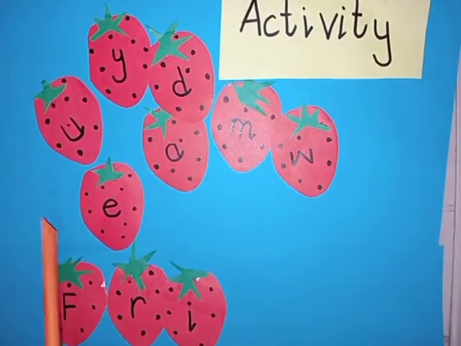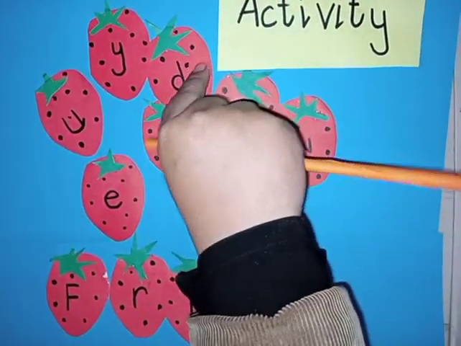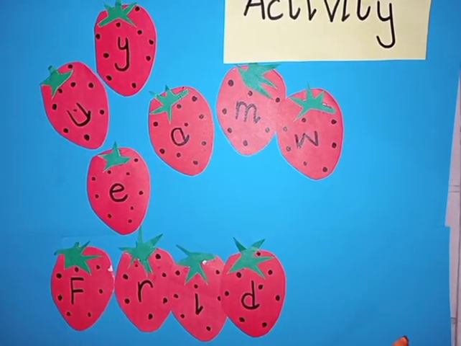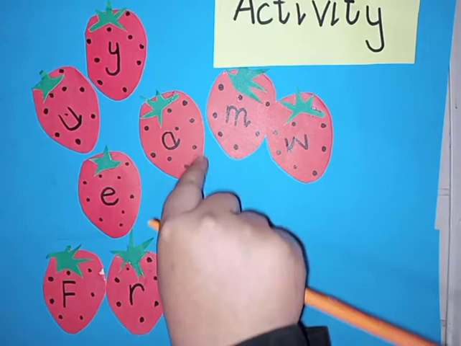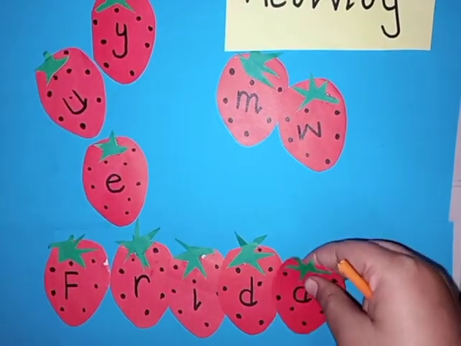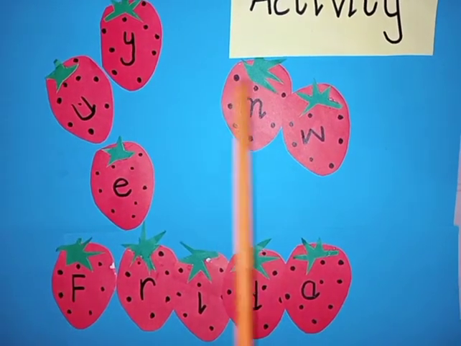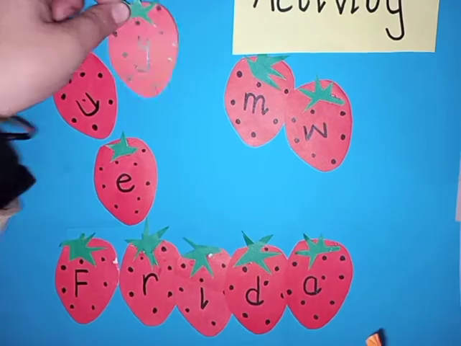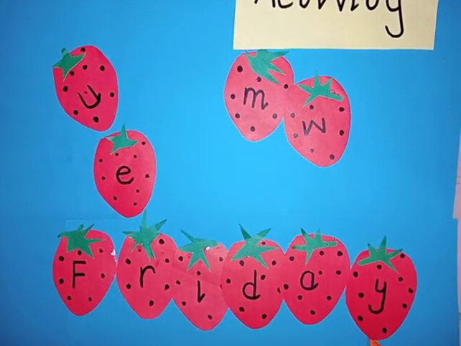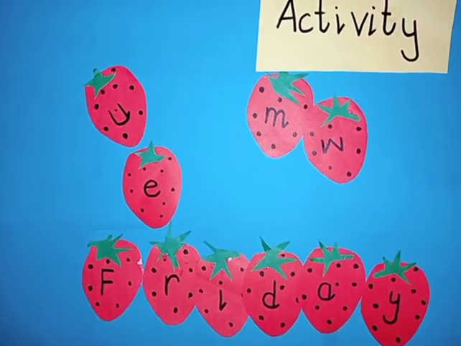D-A-Y, day. Find where is D? Yes, here is letter D. F-R-I, Fri. D-A-Y, day. Yes, A is here. D-A-Y. Where is letter Y? Yes, letter Y is here. F-R-I Fri, D-A-Y day. I hope you all like this activity. Let's move towards our copy work.